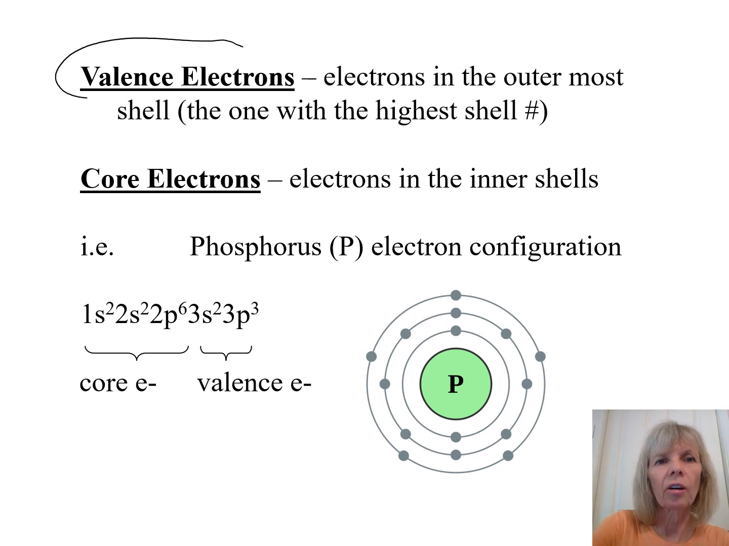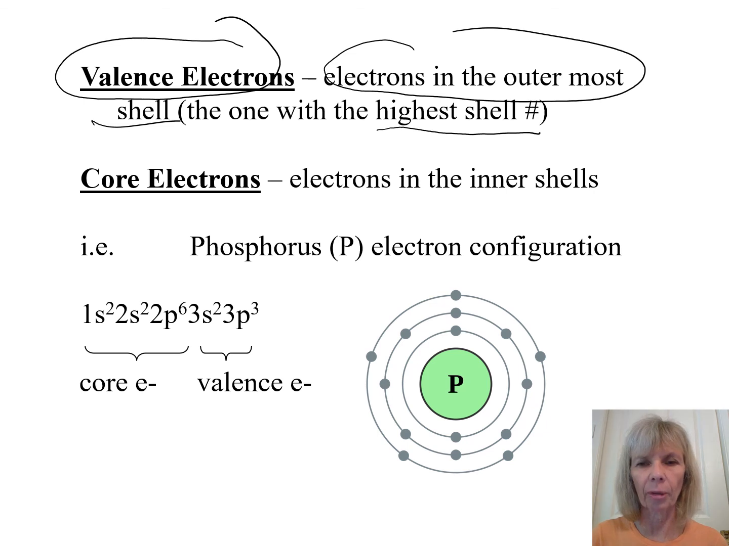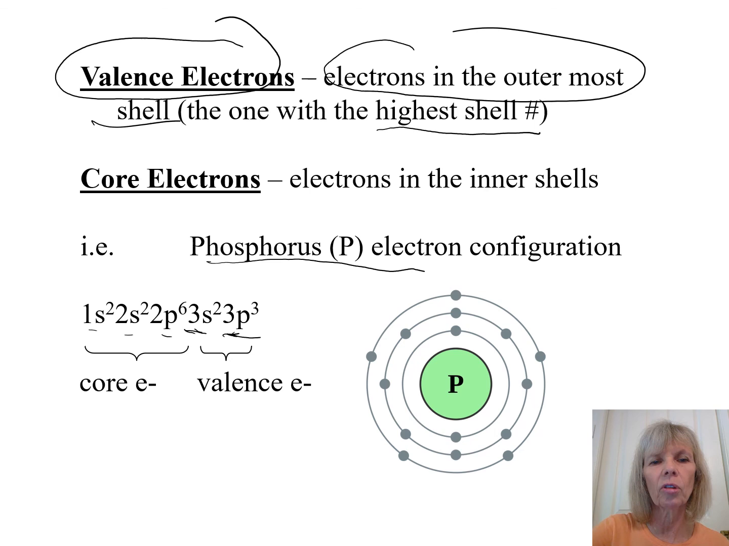Valence electrons are your electrons that are in the outermost shell of your atom. So they're going to be the ones that have the highest energy level or shell number. So for example, if I do an electron configuration for phosphorus, I have 1s2, 2s2, 2p6, 3s2, 3p3. My highest energy level is the one with the biggest number, so that's energy level 3. The number of valence electrons would be if I added these numbers together. So 2 plus 3 would give me 5 valence electrons.